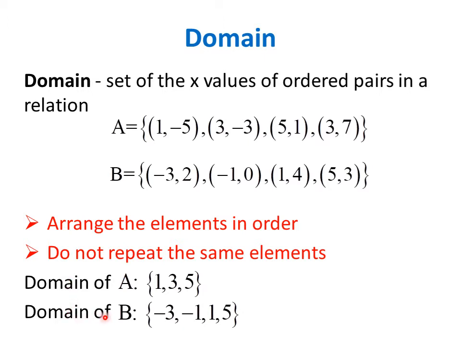Next, the domain of the relation B consists of -3, -1, 1, and 5. So those are the x values. Therefore, again, the domain of B is the set of -3, -1, 1, and 5.